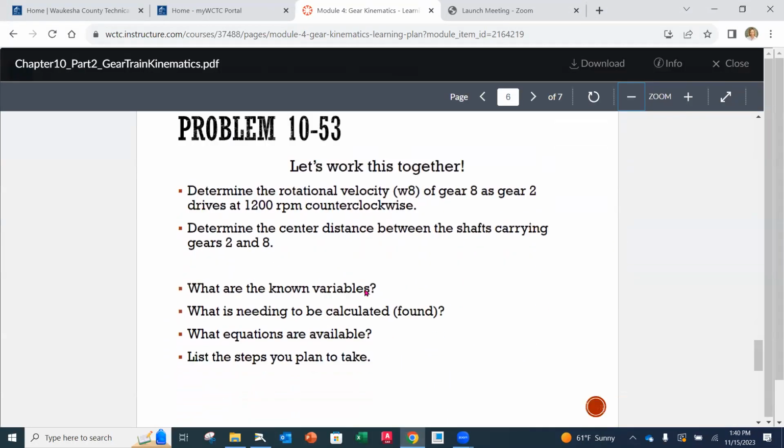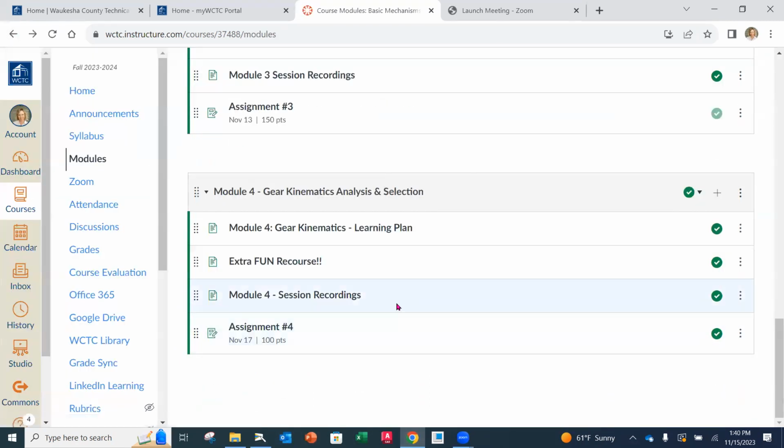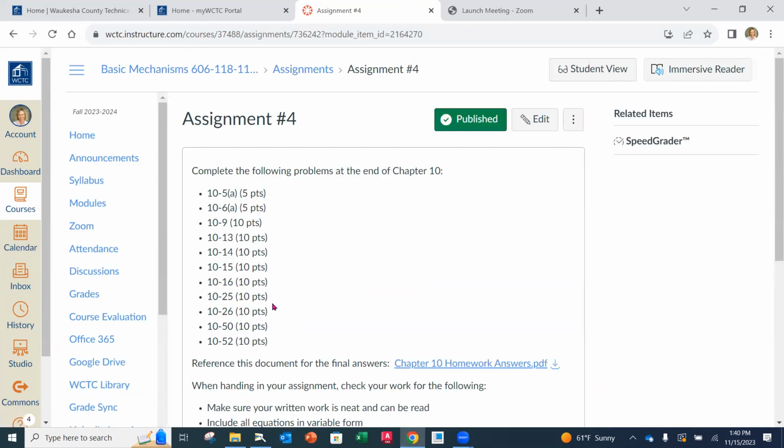So here we did idlers, we did problem 553. So now you're ready to complete all of the assigned homework. So you want to see the assignment for the applicable problem. We've really already prefaced that, but if you want to go back to module number 4 and look at assignment number 4, these are the problems that are in the back of the book. So today we finished up really the rest of them.